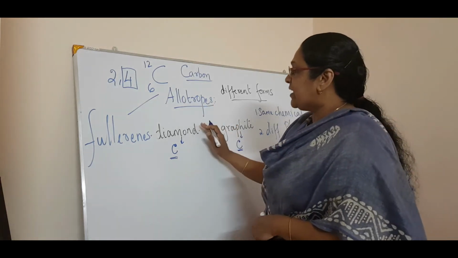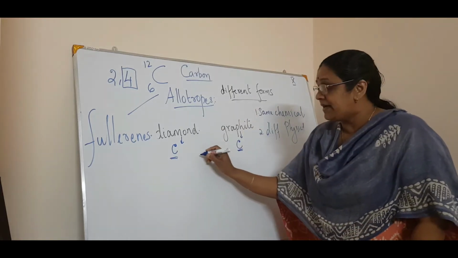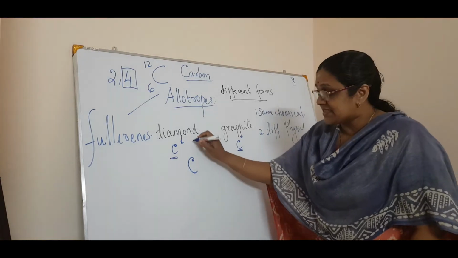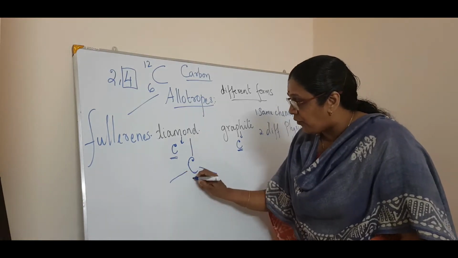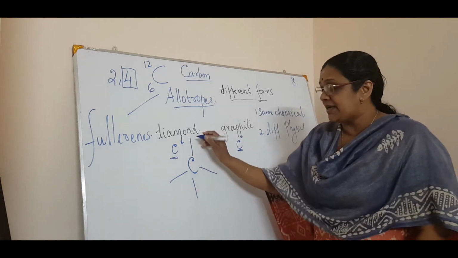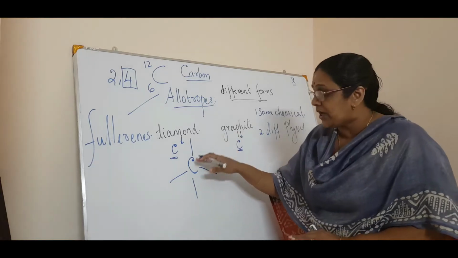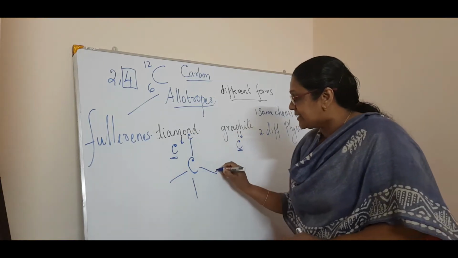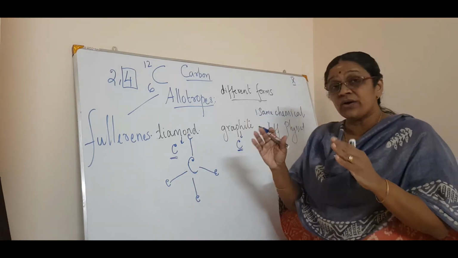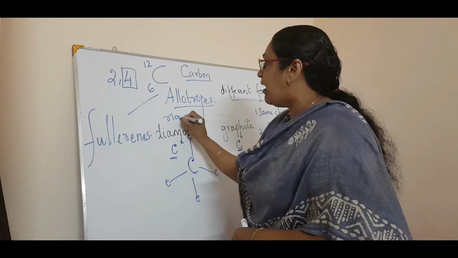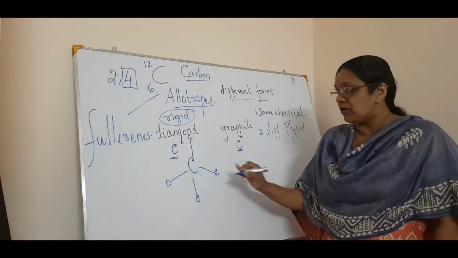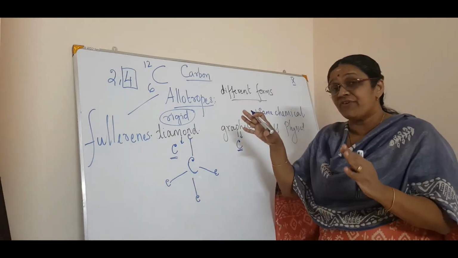Okay, coming back, diamond means what? Diamond has a structure like this. That means one carbon atom is tightly bonded to 4 other carbon atoms. See, this is the carbon atom, and all are carbon atoms in diamond. This carbon atom is attached to 4 other carbon atoms. That is why it has a rigid structure. It is very, very hard. So that is the reason.